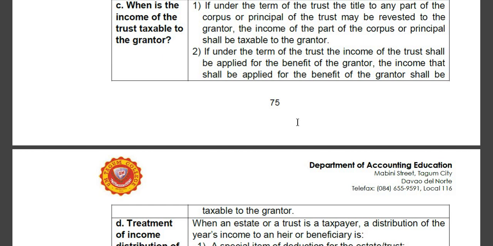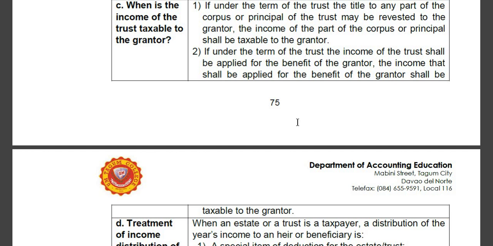For example, si grantor may utang. Tapos, si grantor may trust. Let's say, irrevocable trust. So, per se, yung income ng trust na yun, because it is irrevocable, is not taxable to the grantor. But it is taxable to the trustee or the fiduciary.